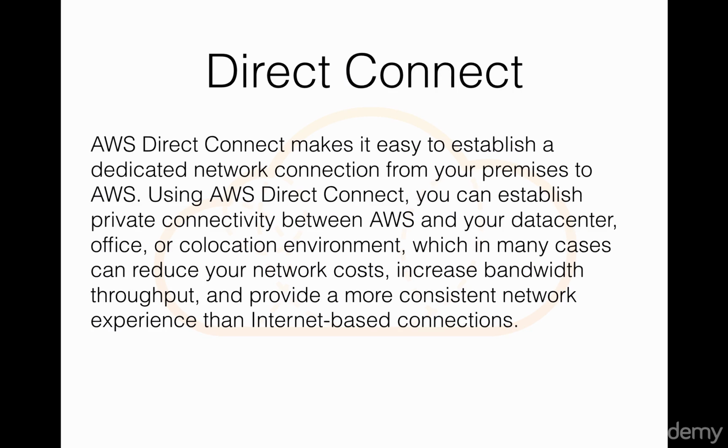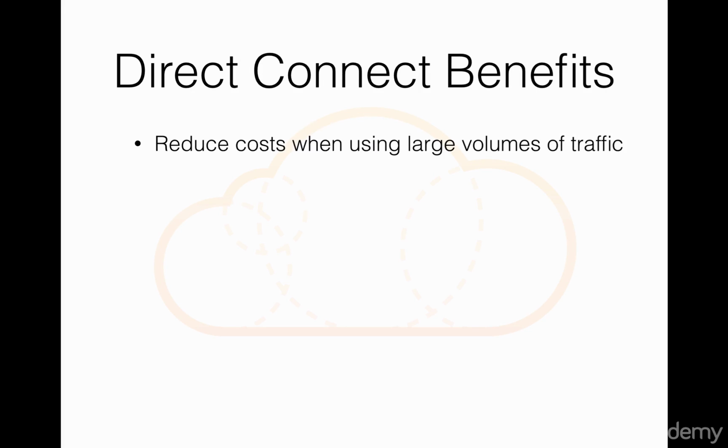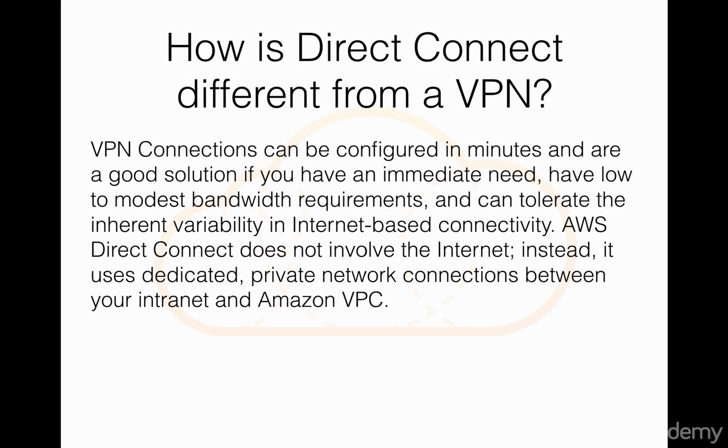Using AWS Direct Connect, you can establish private connectivity between AWS and your data center, your office, or co-location environment, which in many cases can reduce your network costs, increase your bandwidth throughput, and provide a more consistent network experience than using internet-based connections. So the main benefits for Direct Connect are it's going to reduce your costs when using large volumes of traffic, it's going to increase your reliability, and it's going to increase the amount of bandwidth that you can use to communicate to AWS.